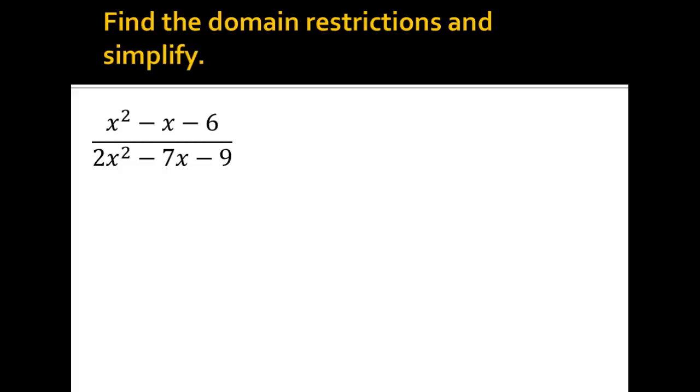Okay, so we're to find the domain restrictions and simplify. The easiest way to do that is to factor. So we're going to factor first, then we'll try to remember to find the domain restrictions, and then we will simplify.